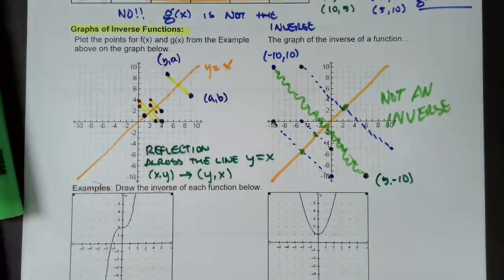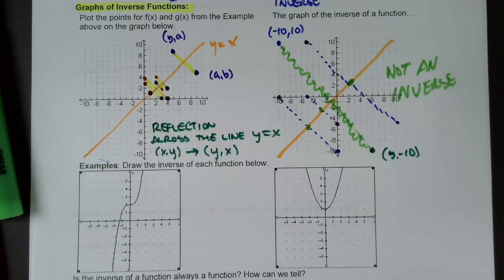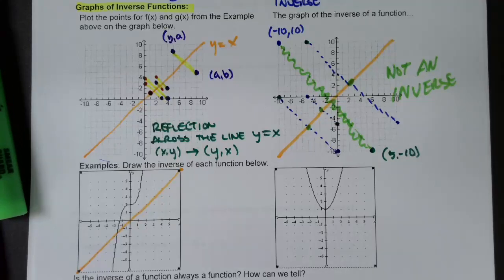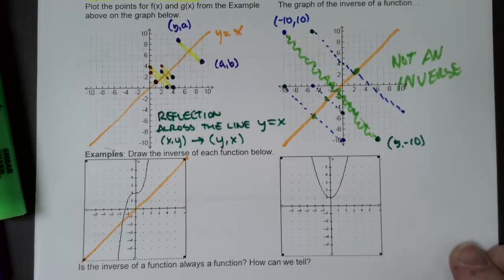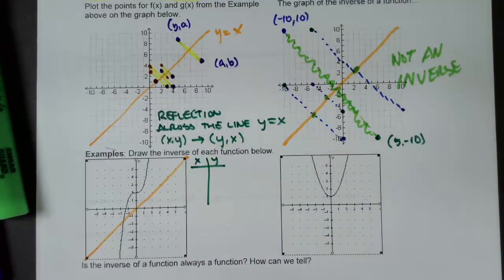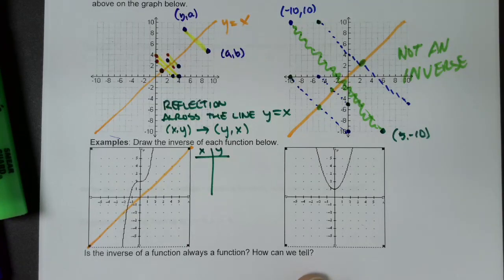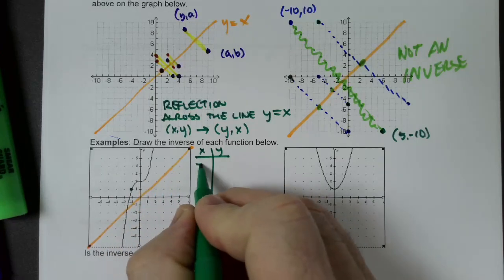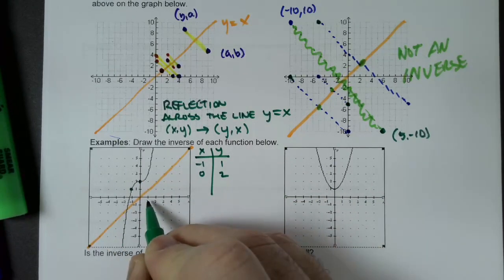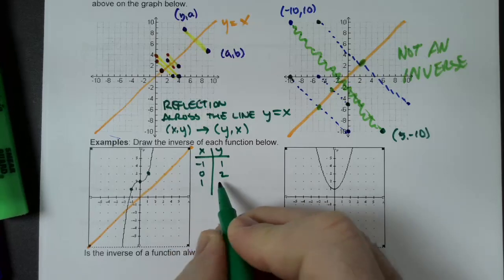So let's draw some inverses, not from given points, but given the graph of one of them. Reminder again, we're going to reflect it across this line right here. One way of doing that might be to take some patty paper and fold it over, but what we're going to do is just quickly make a t-table of our x and y values and pick some easy points in here. It looks like we have negative 1, 1, and then at x equals 0 we're at 2, and x equals 1 we're at 3.